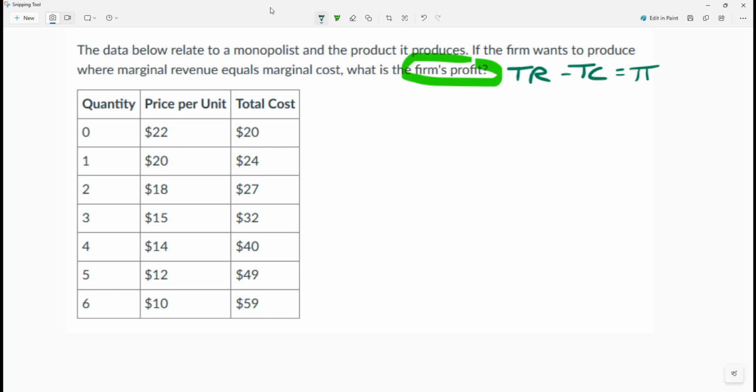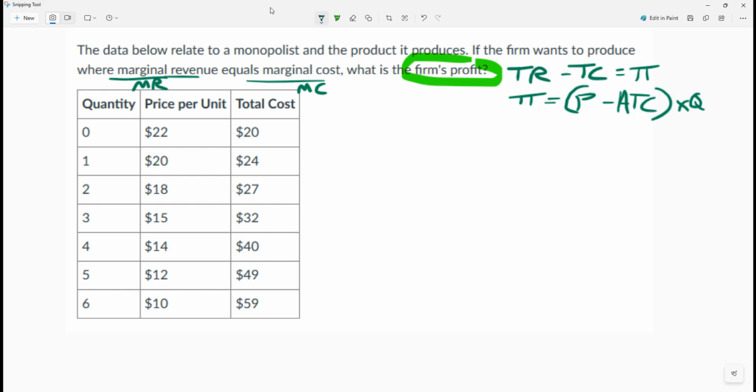Another way to write profit, though, would be that profit is going to be the difference between price and your average total cost times the quantity that this firm has decided to produce. So we need to find where does marginal revenue equal marginal cost. You'll often see this written as MR for marginal revenue, and you'll see marginal cost abbreviated as MC. So I need to figure that out.